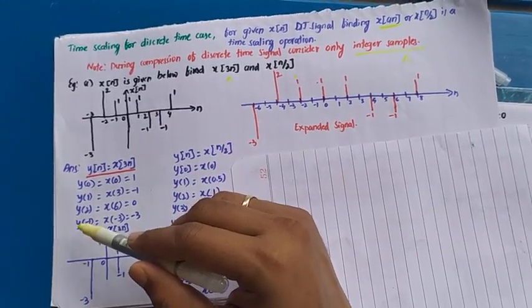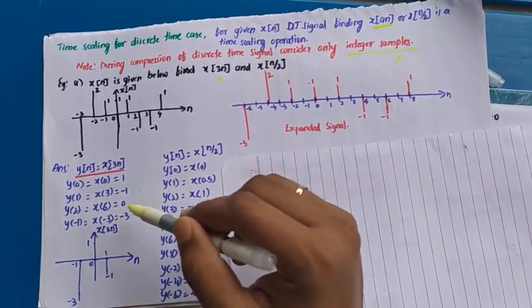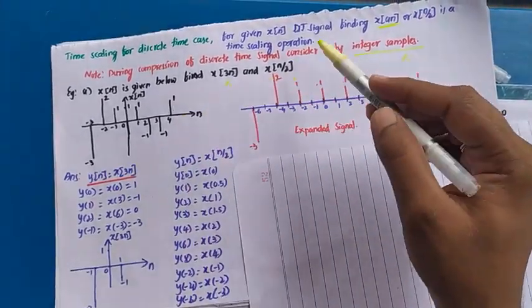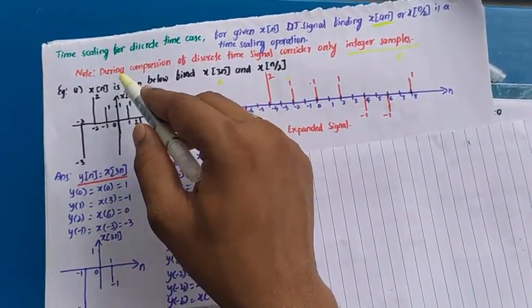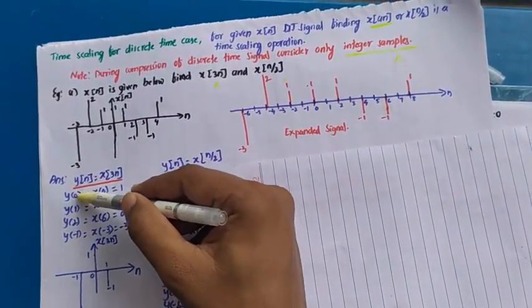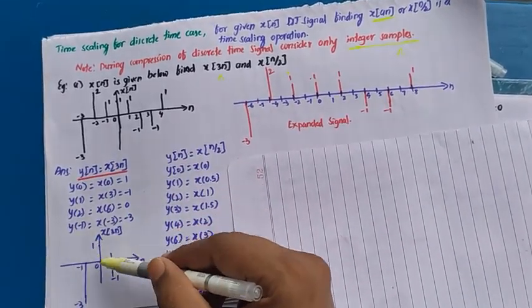Okay, 4 by 3, y of that value we will not be looking. That is why we need to highlight here, saying we will be looking for only the integer samples. You can see here only 0, 1, 2, -1 exist. Beyond this, y will be 0.